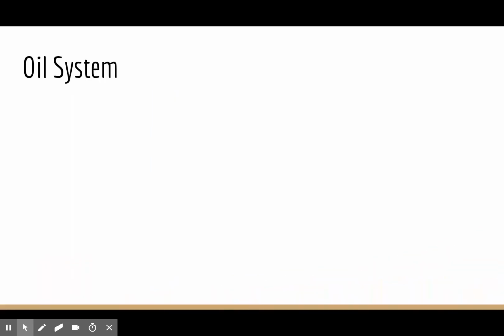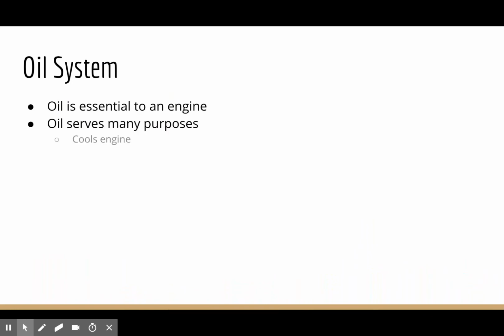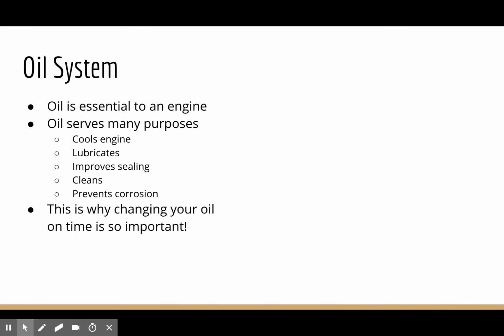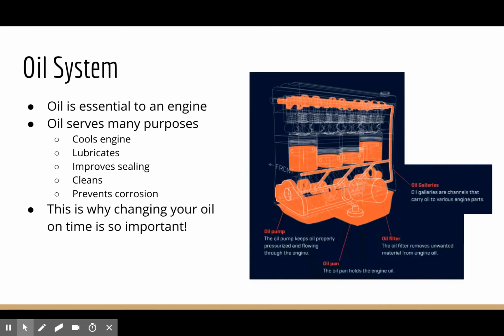Great, now we'll cover the oil system. Oil is essential to an engine, and it actually serves many purposes. It'll cool your engine, lubricate the engine, improve sealing, clean, and prevent corrosion. And so this is why changing your oil on time is so important. Don't let it go.